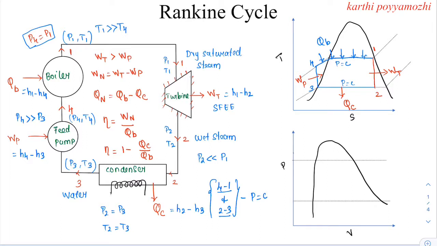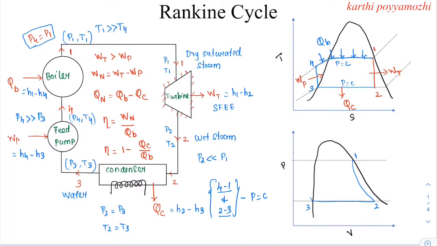Now we can represent this same process in the PV diagram. Consider this as state point 1. Since it is being isentropically expanded, it is denoted like this. Therefore, this is from 1 to 2, and 2 to 3 is a constant pressure process.